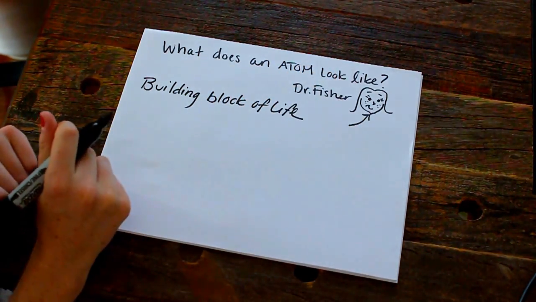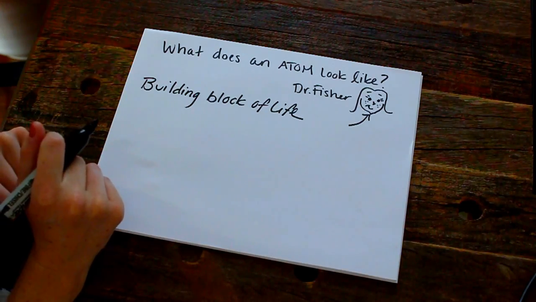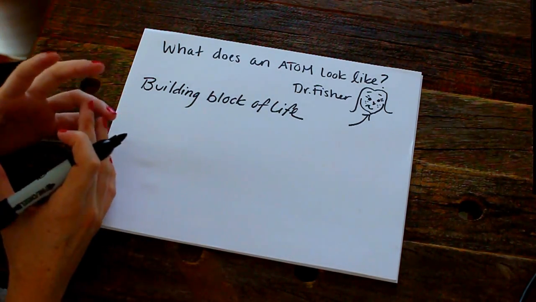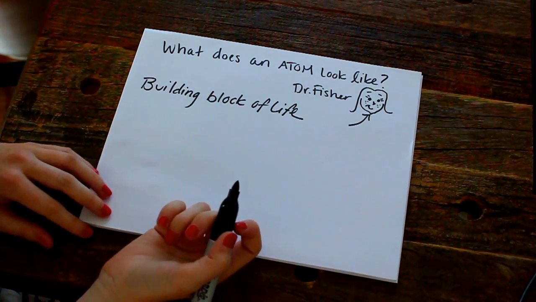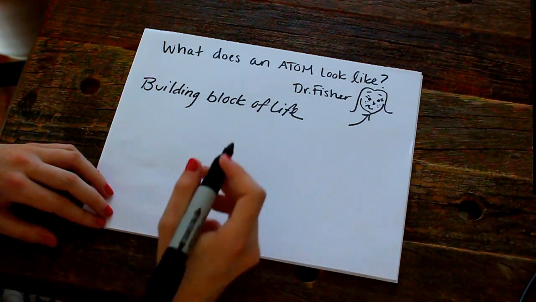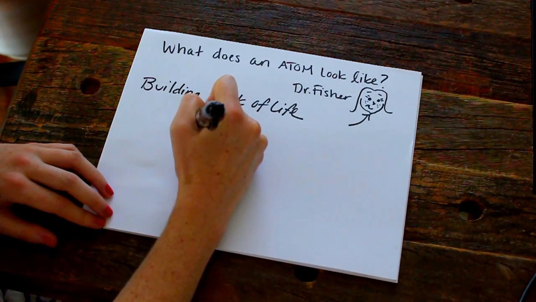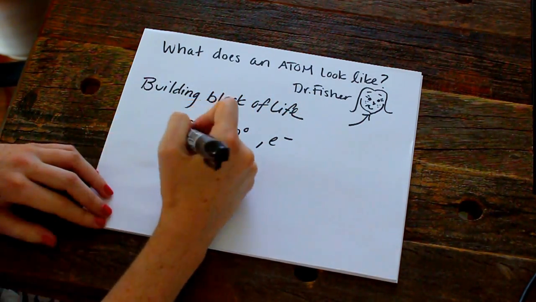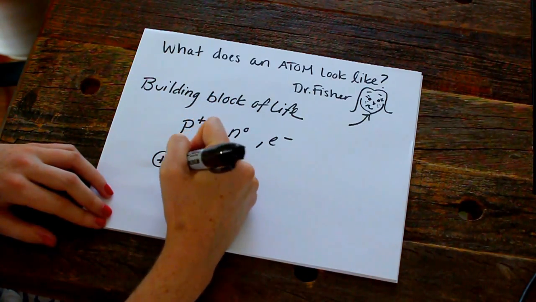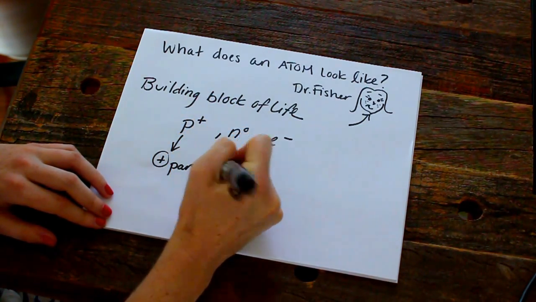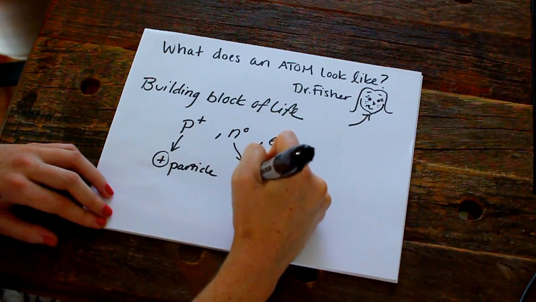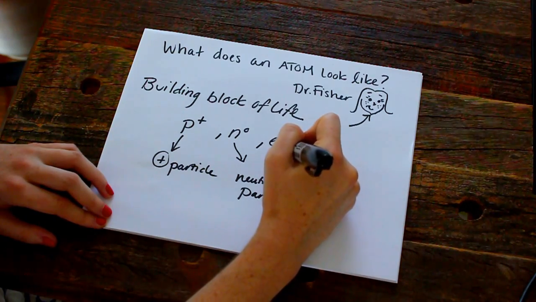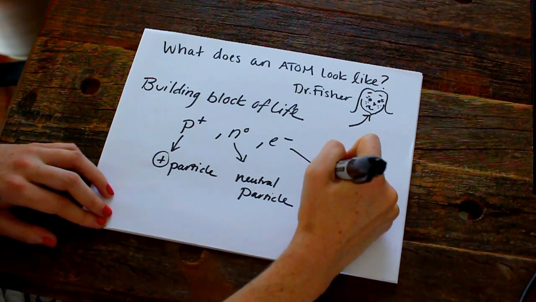Everything that you see around you, including you, is actually composed of atoms. It's the smallest unit of an element that you can actually have. So what is an atom actually composed of? It's composed of three different things: protons, neutrons, and electrons. A proton is a positively charged particle. A neutron is a neutral particle, and an electron is a negatively charged particle.